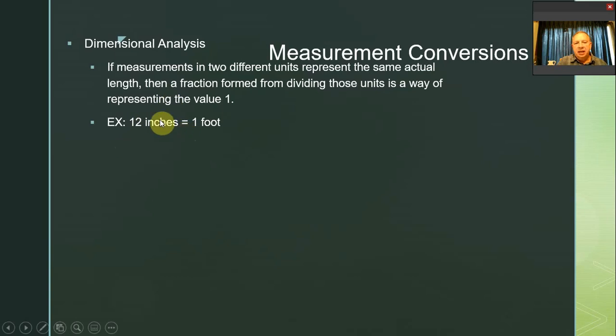Okay. So let's look at an example. I've got 12 inches is 1 foot. Then I can form a little ratio, or a fraction, by saying 12 inches over 1 foot, and that distance is the very same thing. If I put one hand at the start and one hand at the end, 12 inches and a foot is going to be the very same length. So they're equivalent. They're just in different units, different dimensions.